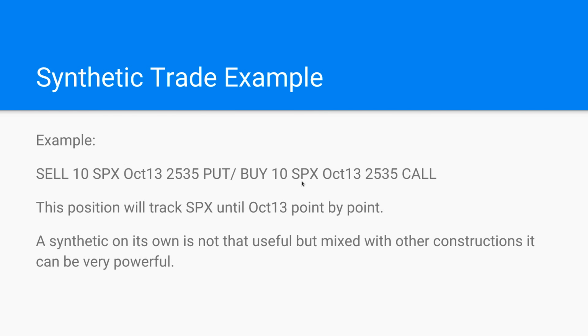Look at this. This is an example of a synthetic trade on SPX for today. The only thing you have to do is sell the 2535 put and buy the 2535 call for the same expiration, and this position will track SPX 1 to 1, point by point, until expiration. That's what it is. I picked this strike close to the at the money value where SPX is, but it doesn't have to be. It can be any strike you want. Really, the strike doesn't matter. With any strike you get a synthetic.